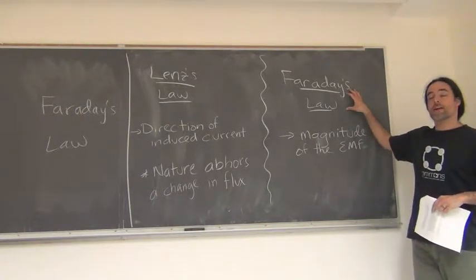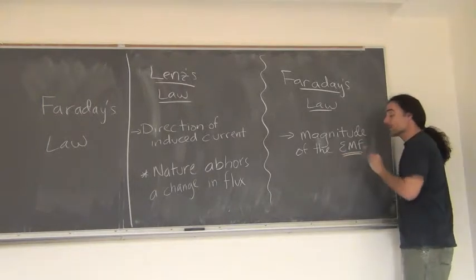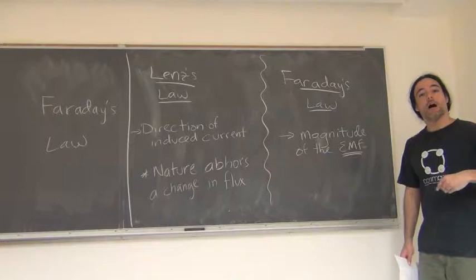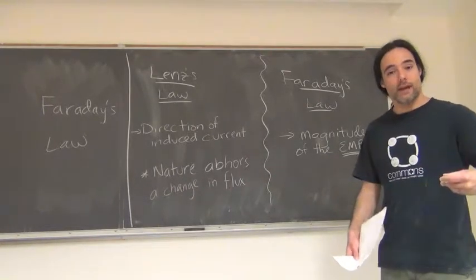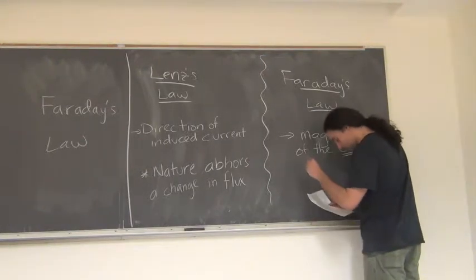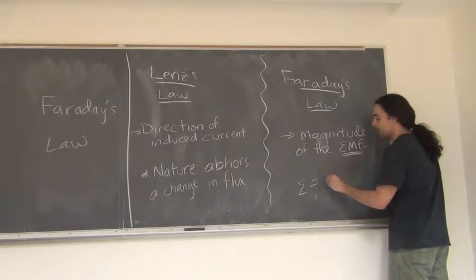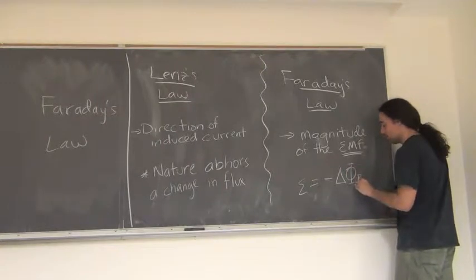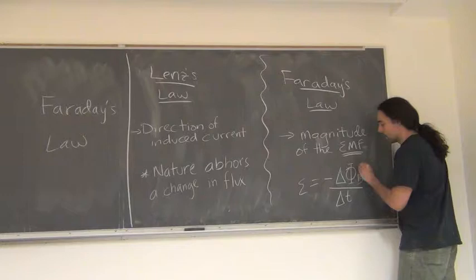And that's given by Faraday's law. So Faraday's law says this. If I want to know how much electromotive force is going into pushing the charges around, so you can think of this as the amount of voltage that's being used to create that current, it's going to be given as follows. The EMF is equal to minus the change in the flux divided by the change in the time.